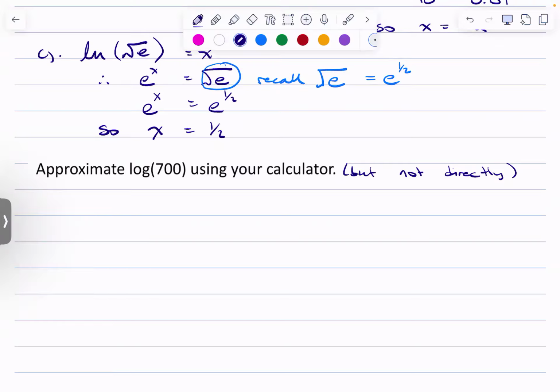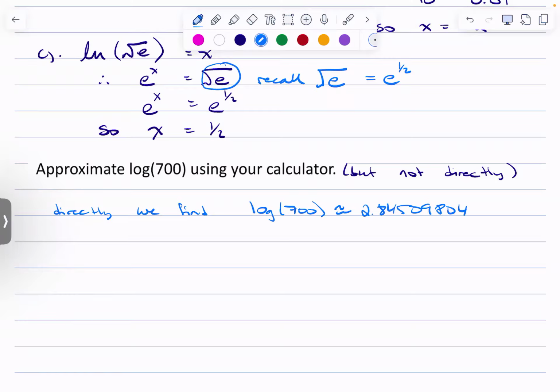Because you could just do, let's try it. Directly, we find that the log base 10 of 700, because we all have that button, is 2.8450984, and so on. There, we know the answer.